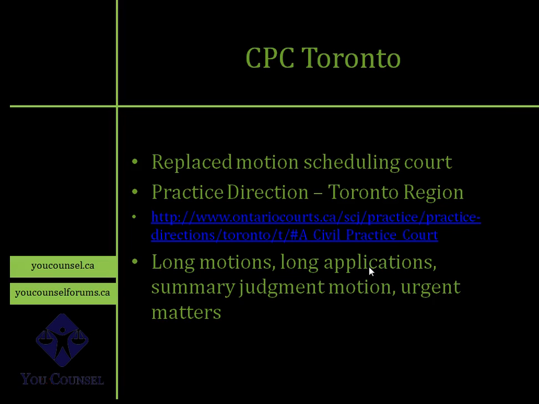Now, a quick point on urgent matters and summary judgment motion. So let's cover summary judgment motion. Even if your summary judgment motion is less than 2 hours, you still go to CPC and get your scheduling for that motion. Just because it's 2 hours or less does not mean that you can go through motion scheduling clerk and then get the scheduling. No, for summary judgment motion, you'll have to go through CPC.